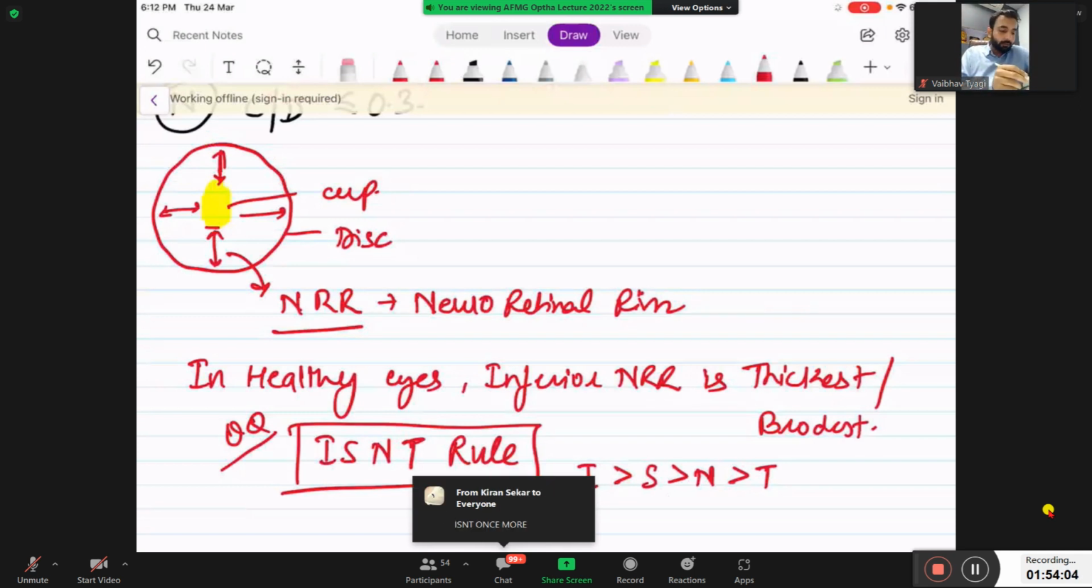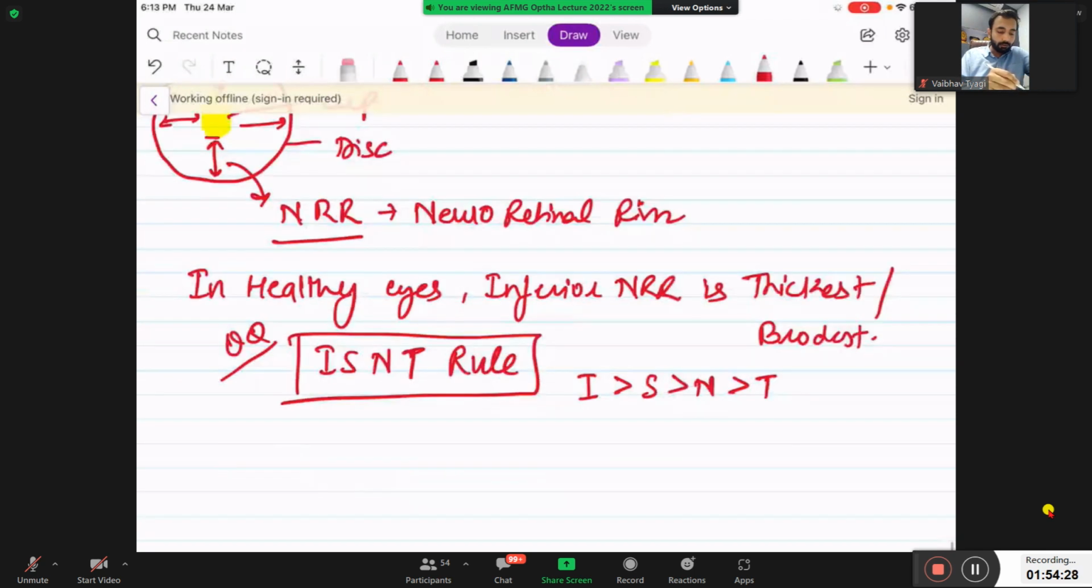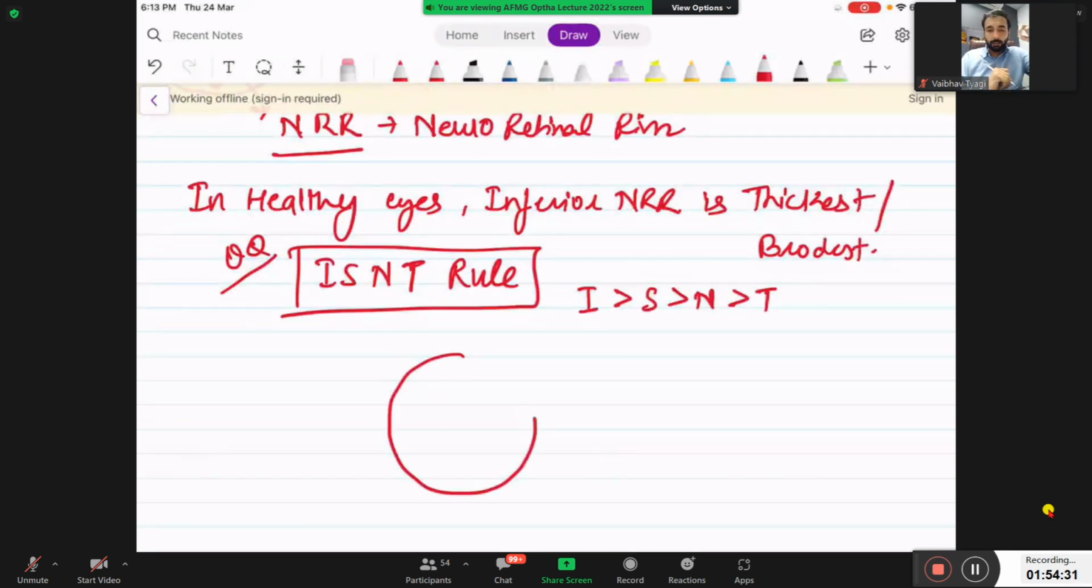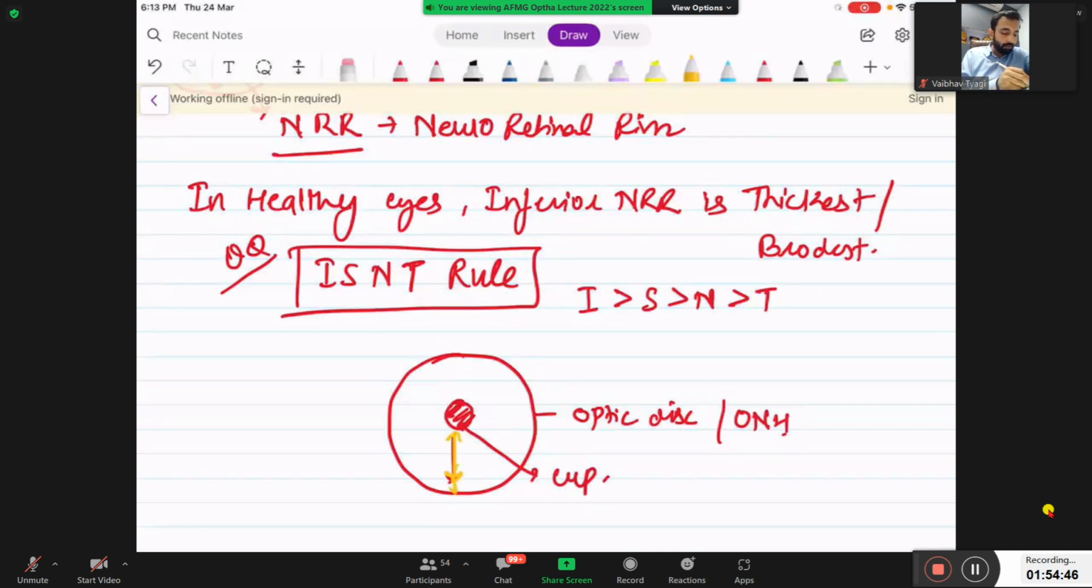Again, I'll draw the diagram. This is our optic disc. This much is clear, right? The optic disc is also called the optic nerve head, the tip of the optic nerve head. Clear? So this is our optic disc, and this central depression is called the optic cup. The gap between the optic cup and your disc margin is called the neuroretinal rim.